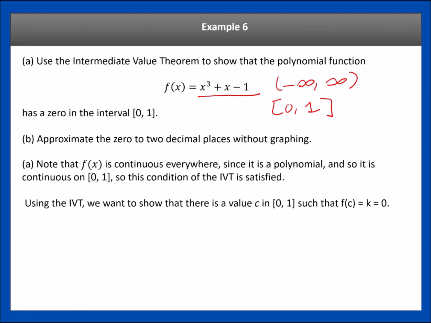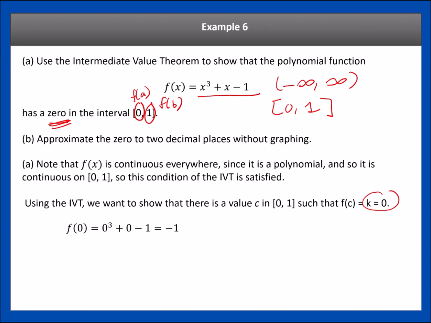Using the IVT, we want to show that there is a value c in this interval such that f(c) is 0. And we want it to be 0 because we need to have a 0 in the interval. So k is 0. So first off, let's go ahead and evaluate f(a) and then f(b).